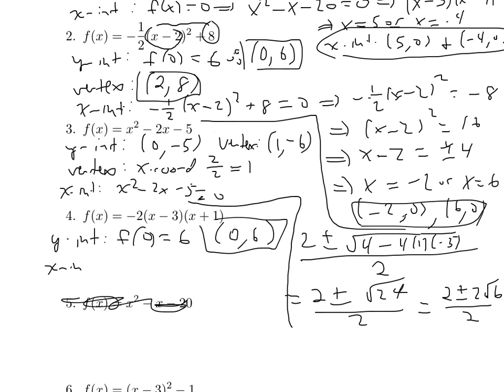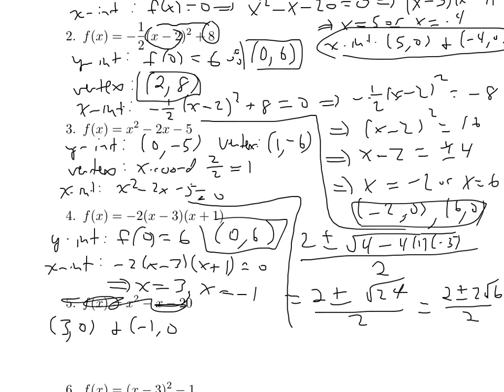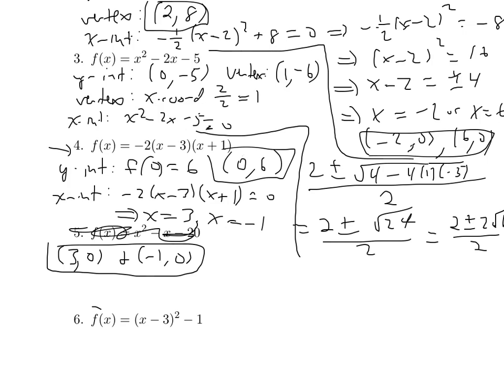In this case, I'm going to find the x-intercept first, because the x-intercept comes from solving the equation that we get by setting the function definition equal to 0. And since this is already factored, we can see that x equals 3 or x equals negative 1 are the two solutions, which means my x-intercepts are 3, 0, and negative 1, 0. So that's very easy to do when the function is given to us in this factored form.